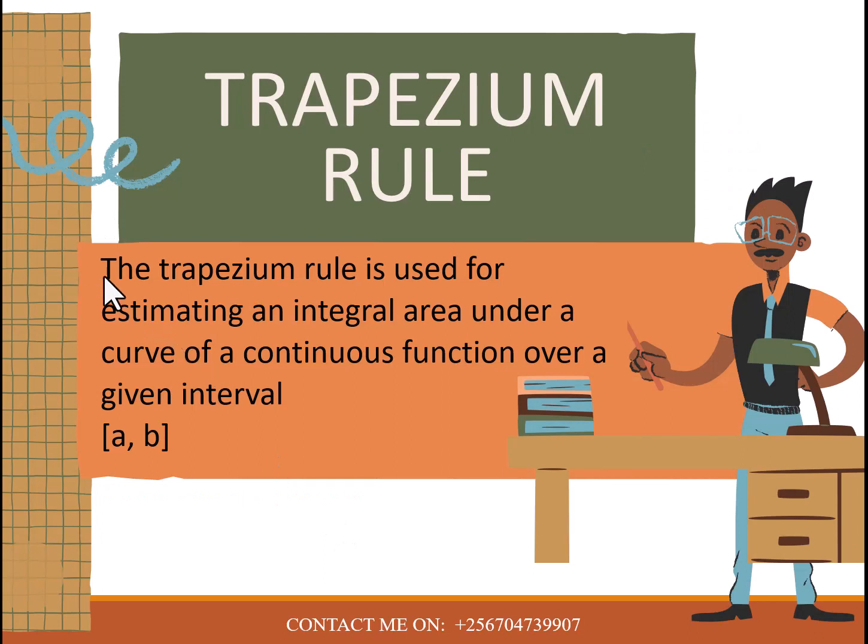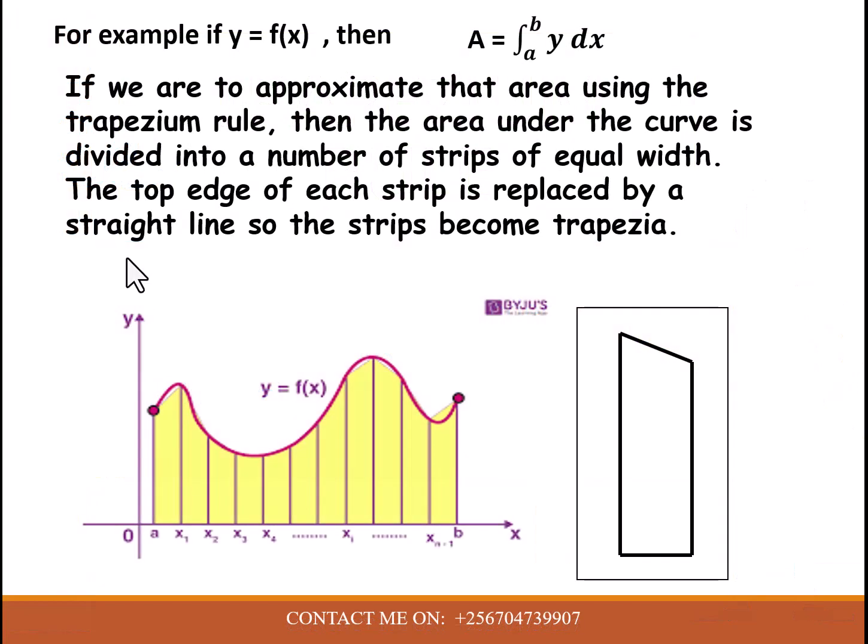The Trapezium Rule is suitable for students doing mathematics, Senior 5 and Senior 6. It is used for estimating an integral, the area under a curve of a continuous function over a given interval AB. Take an example. If you have your function y is equal to f of x, the area under that curve can be got by integrating the function from a point A to a point B with respect to x.